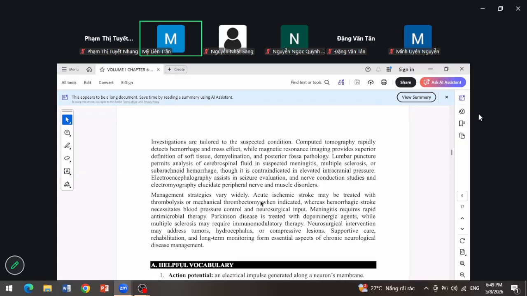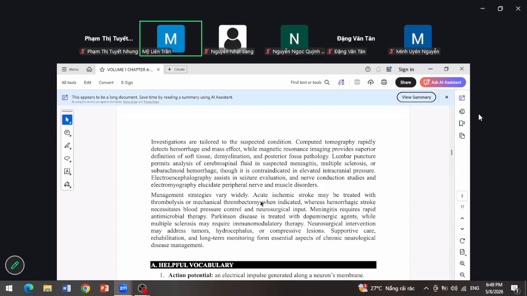Computed tomography rapidly detects hemorrhage and mass effect, while magnetic resonance imaging provides superior definition of soft tissue, demyelination, and posterior fossa pathology. Lumbar puncture permits analysis of cerebrospinal fluid in suspected meningitis, multiple sclerosis, or subarachnoid hemorrhage, though it is contraindicated in elevated intracranial pressure. Electroencephalography assists in seizure evaluation, and nerve conduction studies and electromyography elucidate peripheral nerve and muscle disorders.